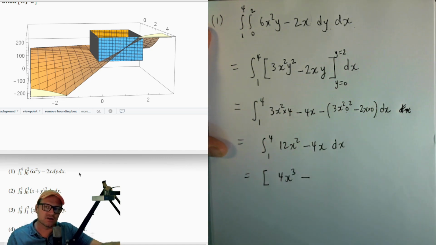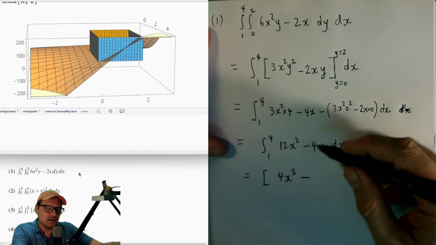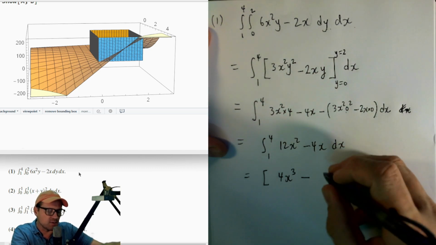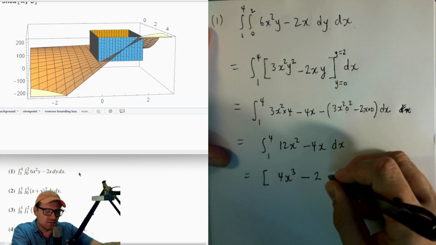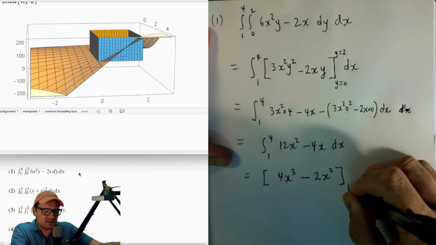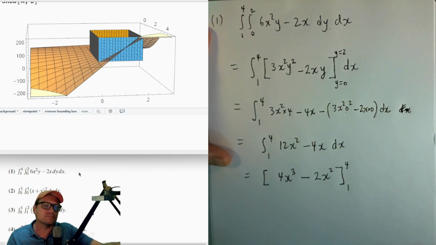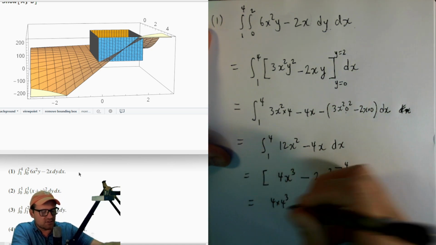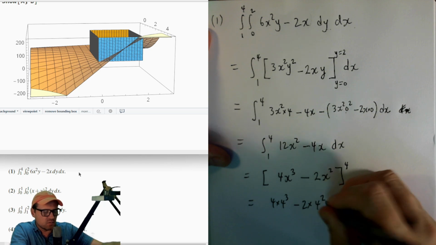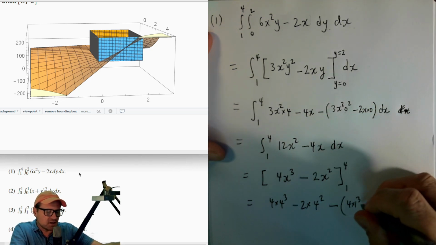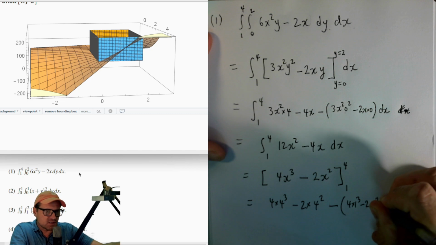Now let's integrate minus 4x. We add 1 to the exponent of 1, and we get 2. We divide by the new exponent, so 4 over 2 is 2, so 2x squared. And this is x goes from 1 to 4. Now we sub in the 4, we sub in the 1, and we subtract. So 4 times 4 to the power of 3 minus 2 times 4 squared, and then we subtract in brackets 4 times 1 cubed minus 2 times 1 squared.